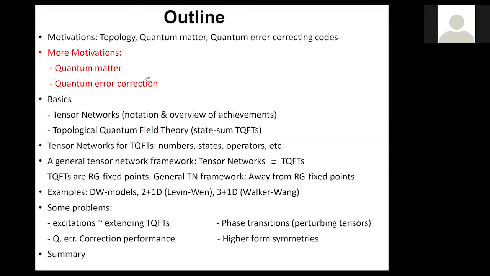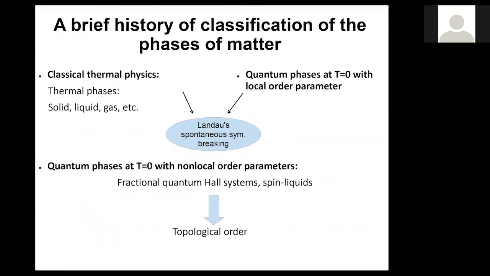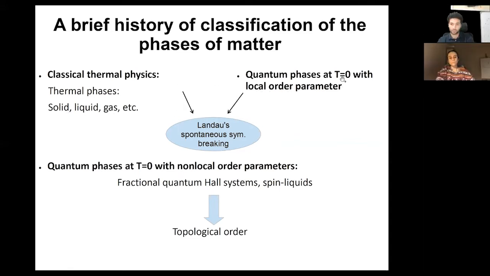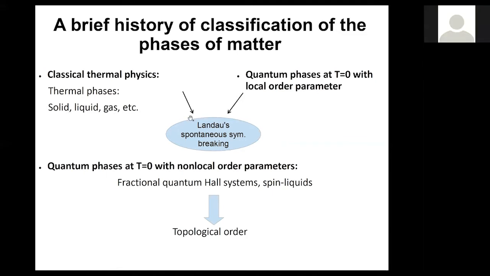So let's start by opening up these motivations a little bit more. As I said, classification of phases has been a main theme in physics. In classical thermal physics, we know that we have three phases, which are labeled as solids, liquids, gas, etc. And in quantum phases at 0 temperature, people worked out examples that have local order parameters. These phenomena can be explained by Landau's spontaneous symmetry breaking.